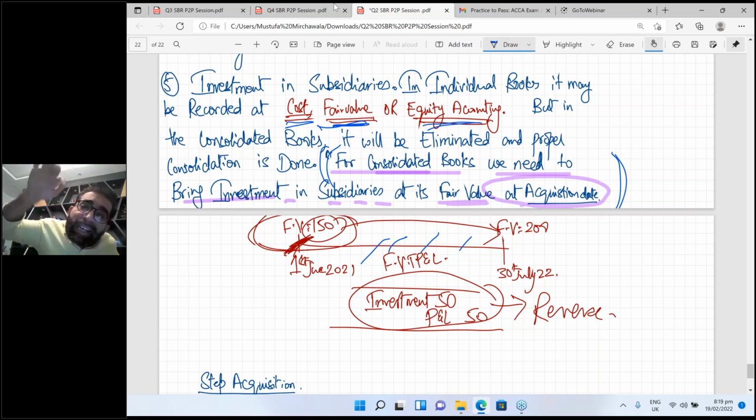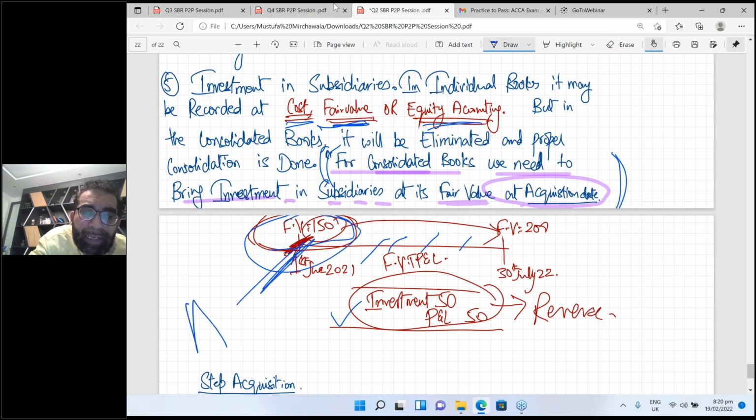So definitely in the individual books of P company, the accountant made this entry: investment debit, PNL credit. But now when you start consolidation accounting, the first thing you should do is bring the investment to the value at the acquisition date. You must bring the investment in the subsidiary to fair value at acquisition date.